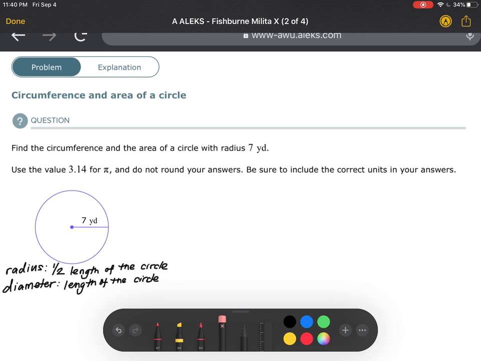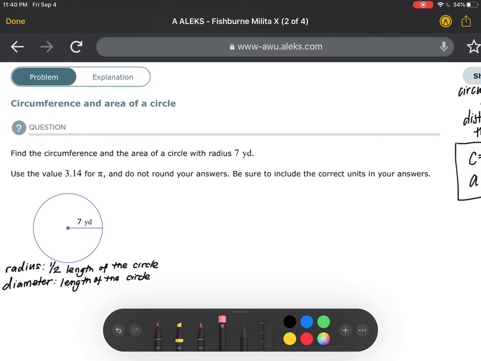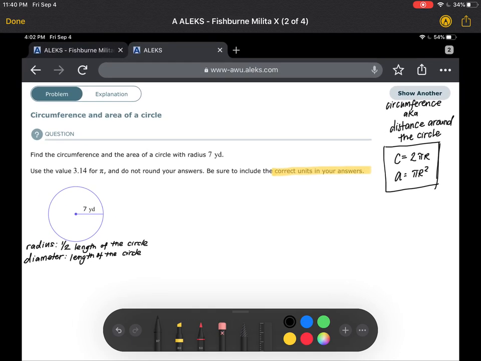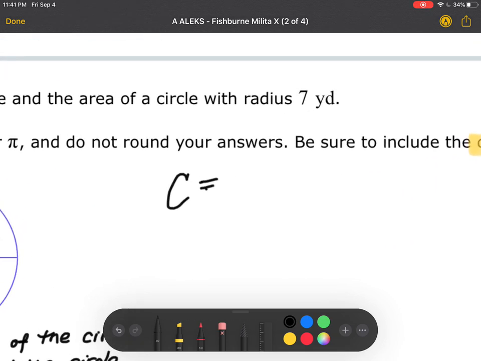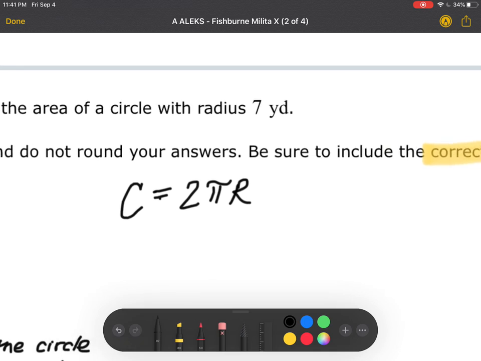Okay, so it says find the circumference and area of the circle with the radius 7. Use 3.14 for pi and do not round your answers. Be sure to include the correct units in your answers. I'm going to highlight this because I know someone's going to have a question about that. So circumference, again, is 2 pi r.